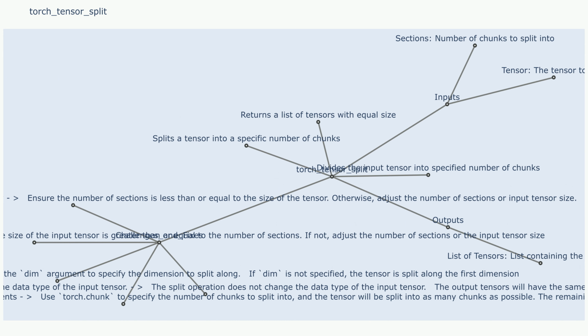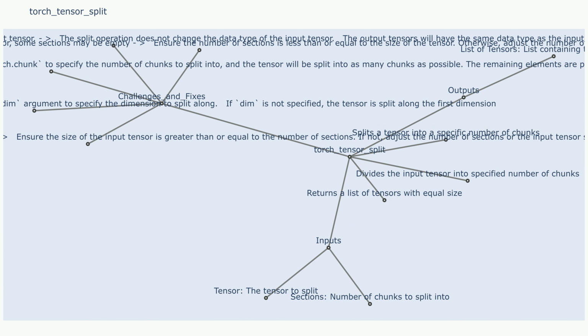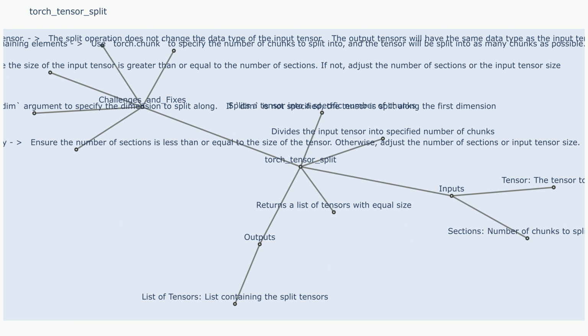Challenge 2: providing inconsistent chunk sizes in the sections list. Sample use case that resulted in challenge 2: splitting a tensor of size 6, 3 into chunks with sizes 2, 1, 3 along dimension 0. Fixes to challenge 2: ensure the sum of the chunk sizes in the sections list equals the size of the tensor along the split dimension.